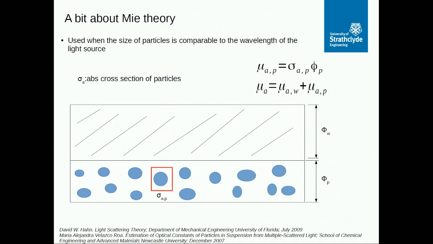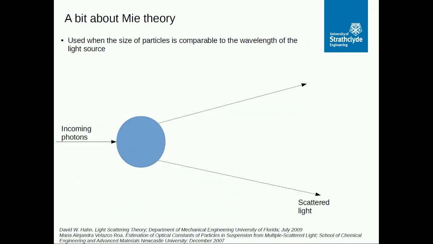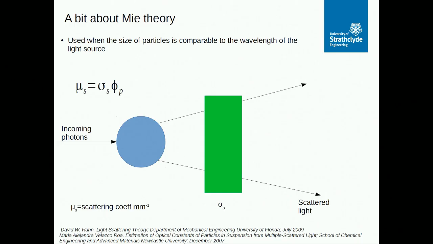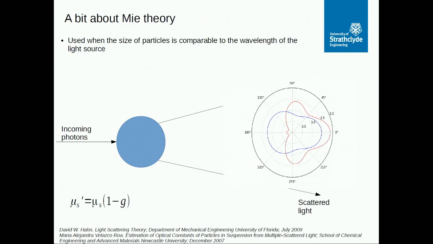I did mention scattering earlier. So how do we manage to characterize this? Well, we imagine a particle, and we have incoming photons here. The scattered light will array itself out like so. We can take a cross-section, again, which we can calculate through Mie theory once more. And if we multiply this again by the volume fraction of the particles, we will have our μs, our scattering coefficient. However, it's not the end of the story.